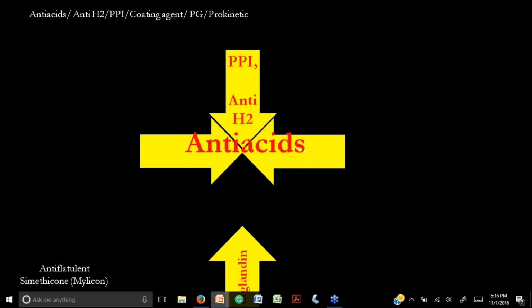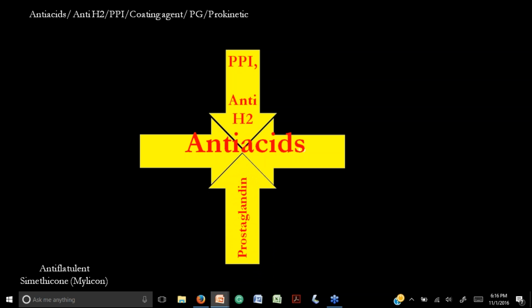Then we have the prostaglandin, which is actually to prevent, and it takes effect in about 1 to 2 weeks. What the prostaglandin does is increase the thickness of the mucus.